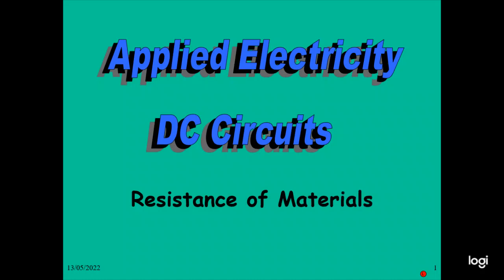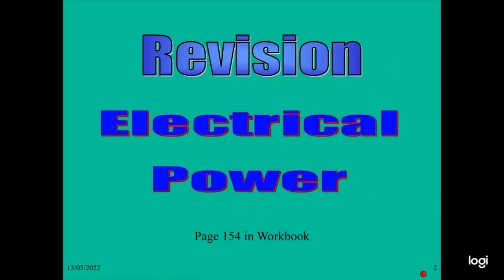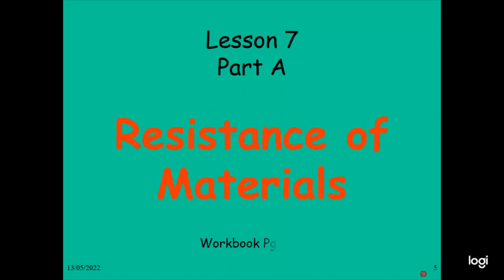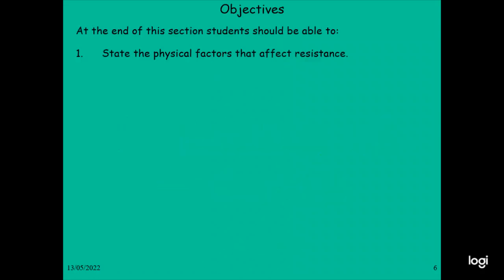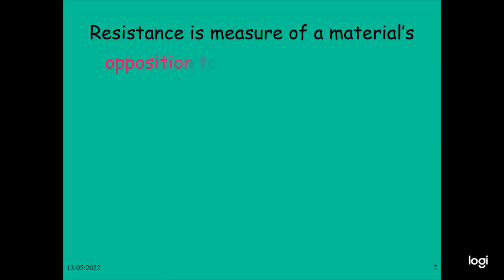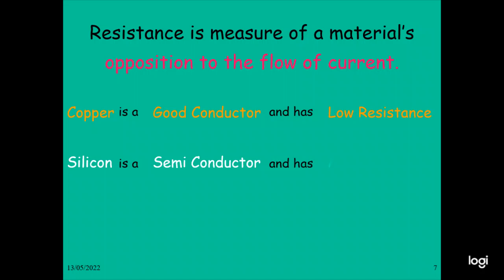So we are talking about applied electricity, which is the resistance of materials. We have to review the electrical power, what energy and power are, and you have to do the quiz. At the end of this session, students should be able to state the physical factors that affect the resistance, describe how the physical factors affect the resistance, state the unit of resistivity, and calculate the resistance of a conductor given a physical factor. Resistance is the measure of a material's opposition to the flow of current.